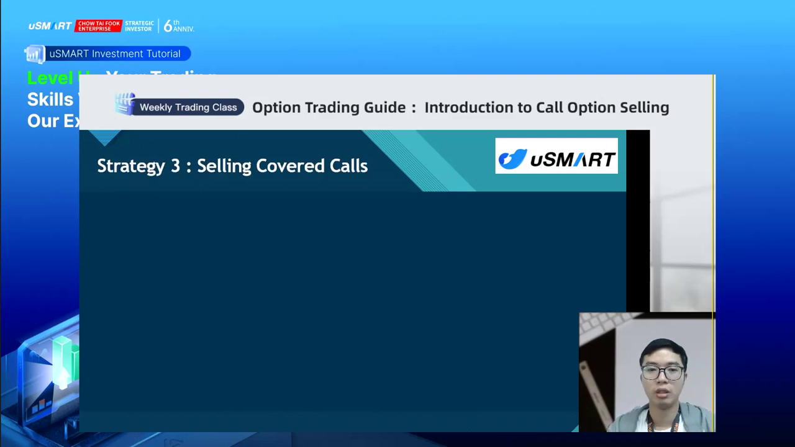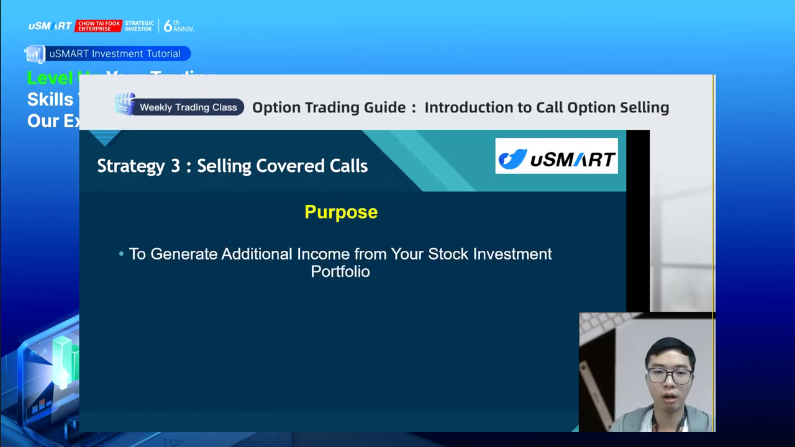So how do we sell covered calls, from A to B to C? Selling covered calls is to generate additional income for our stock investment portfolio. We own the stock, we want to generate extra income, a passive income in the market. Because when you own the stock in spot and don't sell it, you don't have additional income. By selling calls, you can generate additional income, which is a win-win situation.